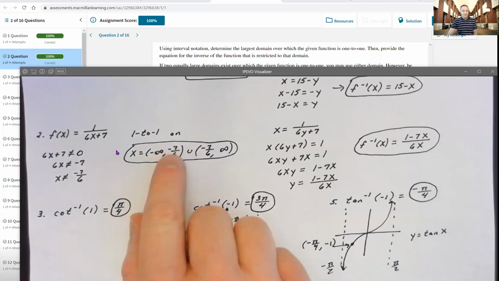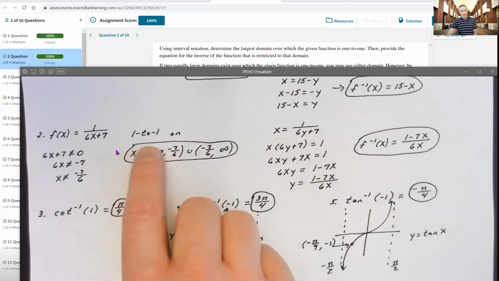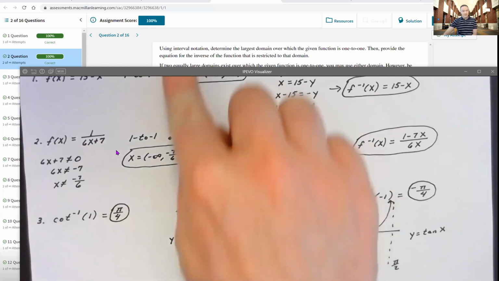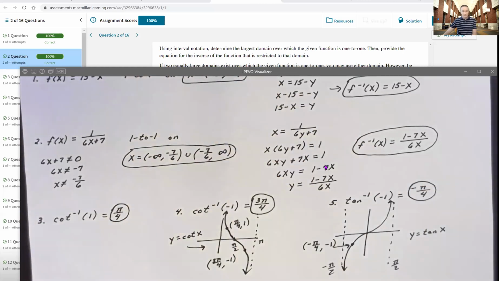But I just went ahead and said, well, wherever this function is defined, it will be one-to-one, because one side is going to be going off towards negative infinity, the other side is going to be going up towards positive infinity and staying above that horizontal asymptote.